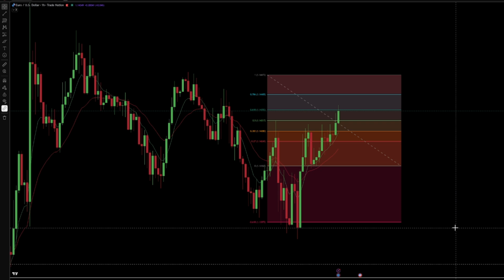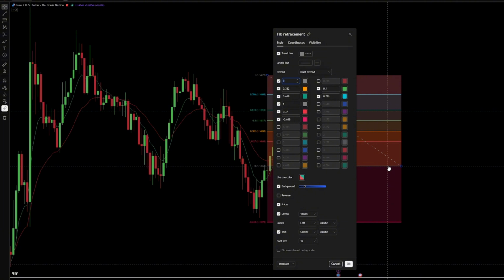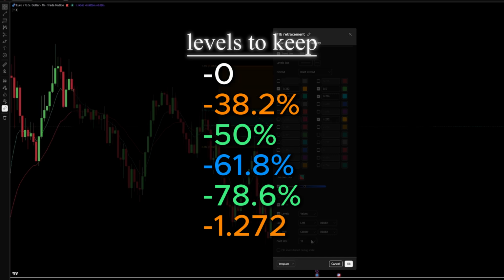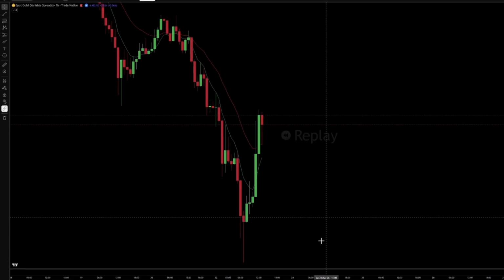So here's what I recommend. Double-click on the Fibonacci tool to open the settings menu. Go to the Levels tab. You'll probably see a long list of levels with numbers all over the place. For this strategy, we only need a handful of important levels. Only keep the retracement levels on the screen right now. Everything else can be removed for now. When you remove the unnecessary levels, your chart becomes much easier to read, and you'll be able to focus on the areas that actually matter. Once you've cleaned up the settings, save them as a template, so you only have to do this once. Now every time you use the Fibonacci tool, it'll automatically load with the same clean setup.